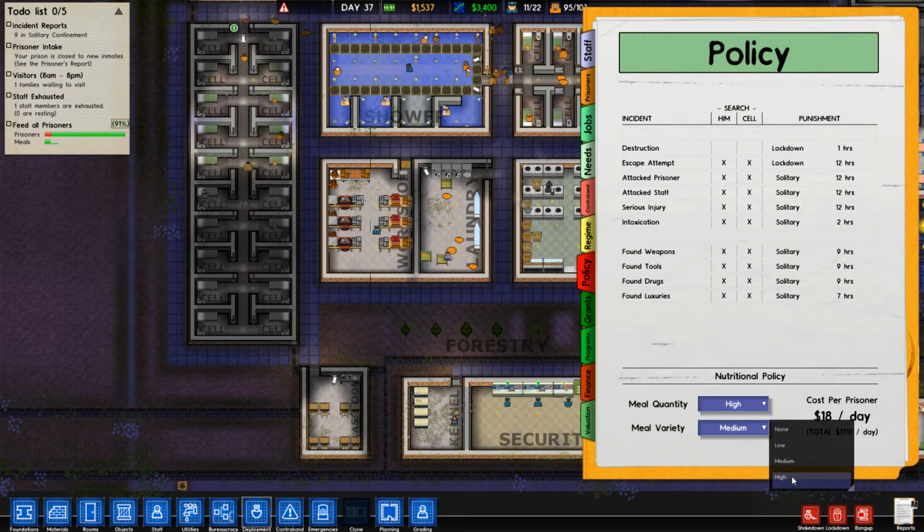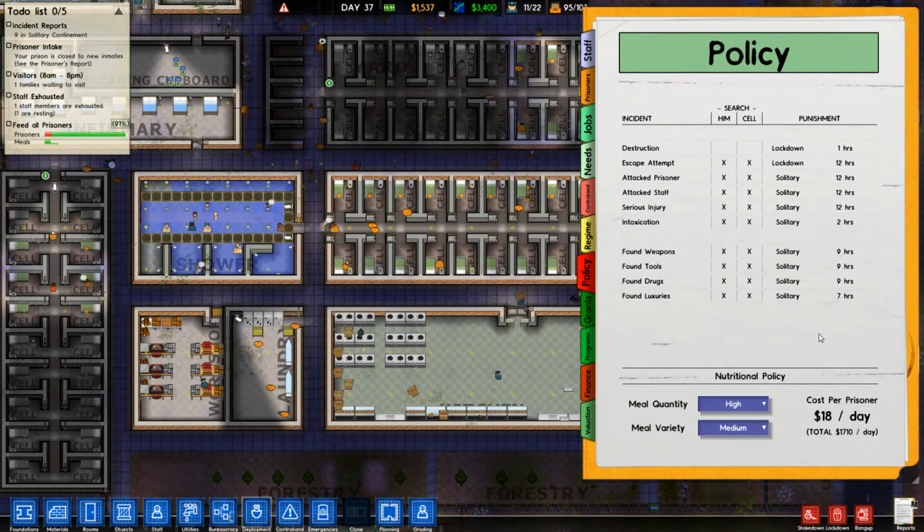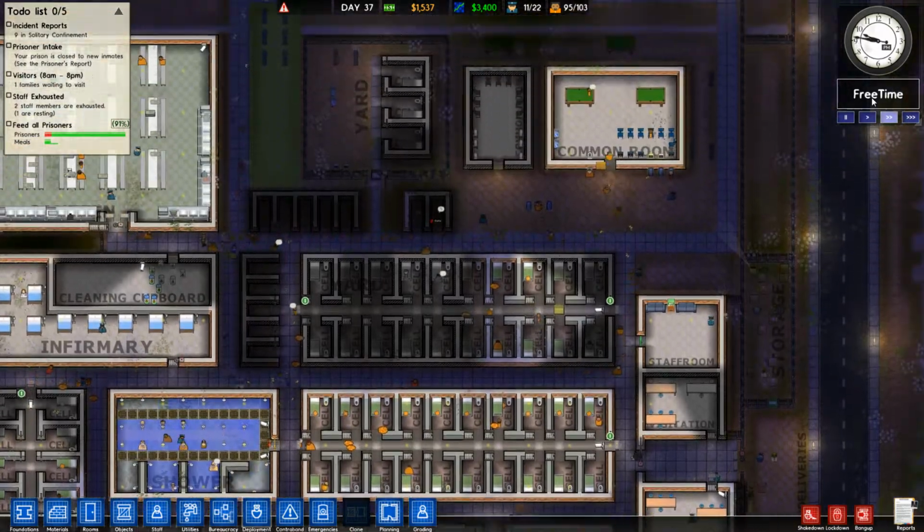Getting a high meal variety might also help with the amount of health points I'm getting. It's gonna make it a lot more expensive. Screw it, I'm not doing that.